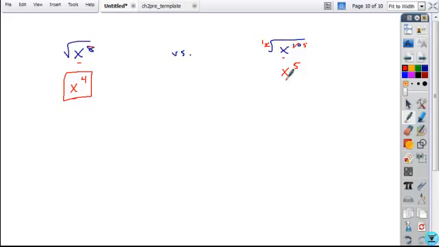So we need to consider what happens in our simplified form if x is negative. Well, a negative taken to the power of 5 is going to be a negative, and we know that that can't happen. A square root has to yield a non-negative value. So in order to ensure that that condition's met, we have to put absolute values around the x in that case.